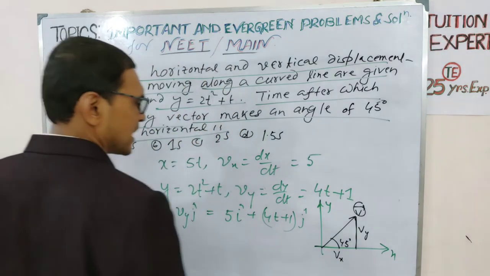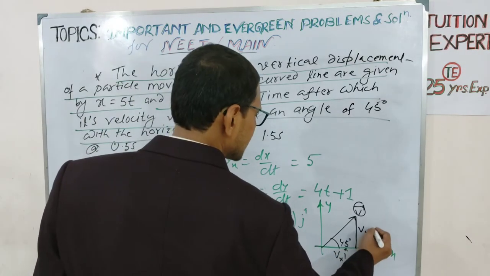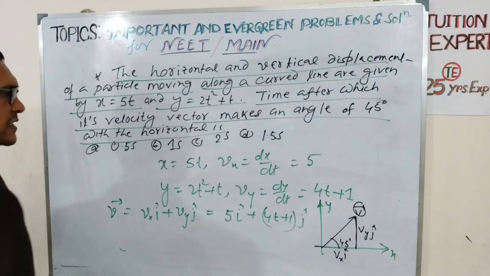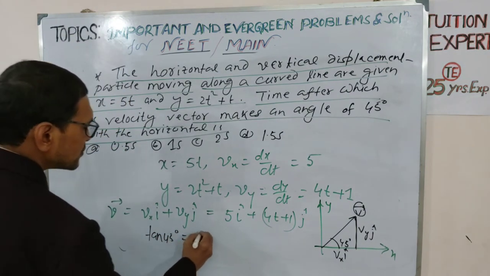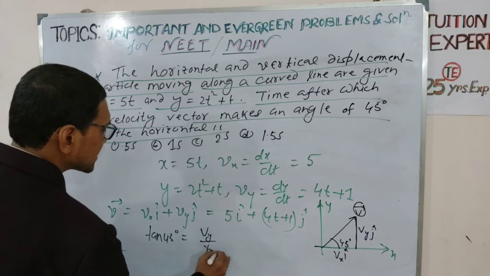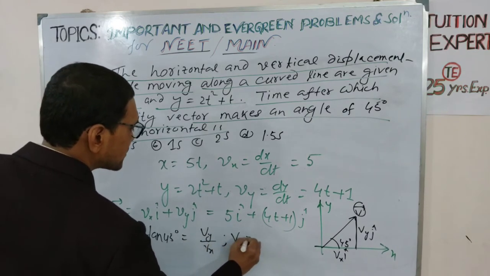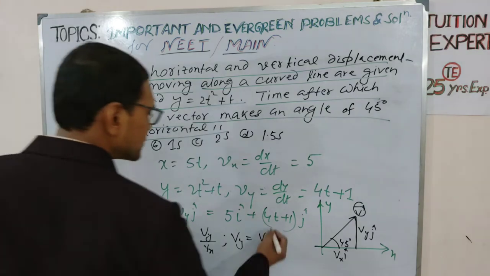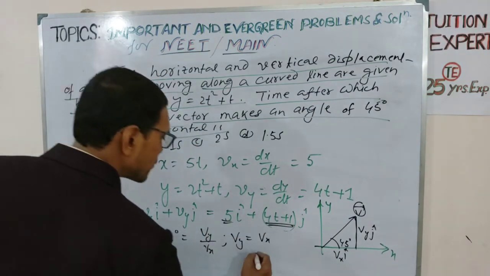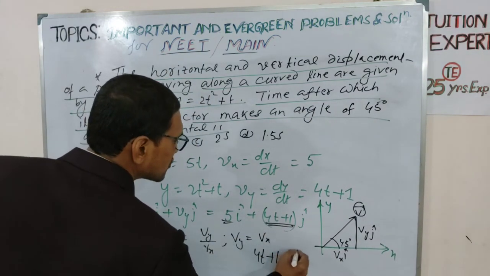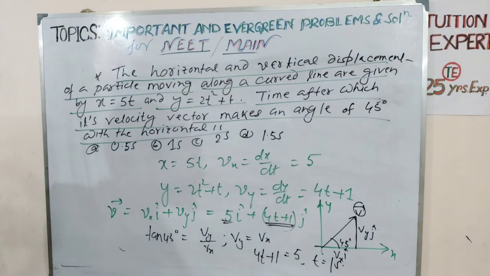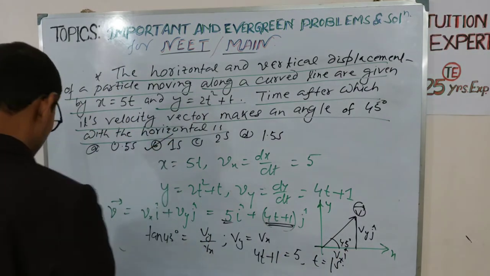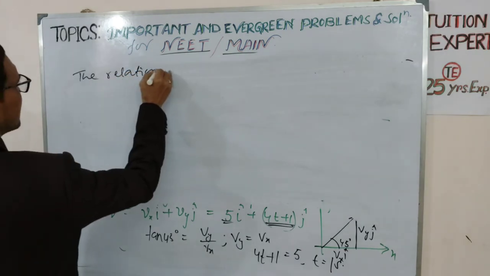Vx is this, Vy is this. So tan 45 degree equals Vy by Vx. From this we get Vy equal to Vx. Vy means this and Vx means this. So 4t plus 1 equals 5, so that is t equal to 1 second. This is the answer.